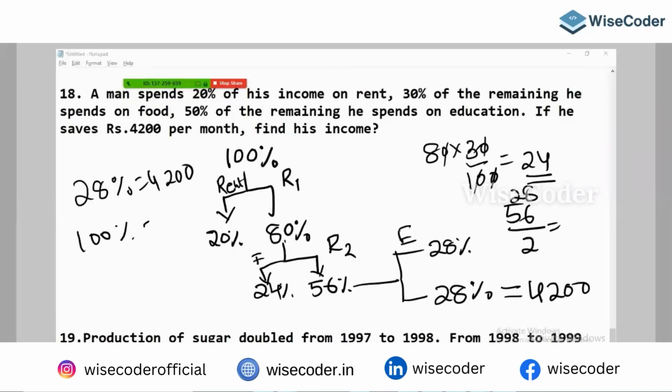Then 100% equals how much? If you calculate that, you will get your answer as 15,000. So the answer for this question is 15,000. Pause the video and try to reconstruct the question. You can get your answer very easily.